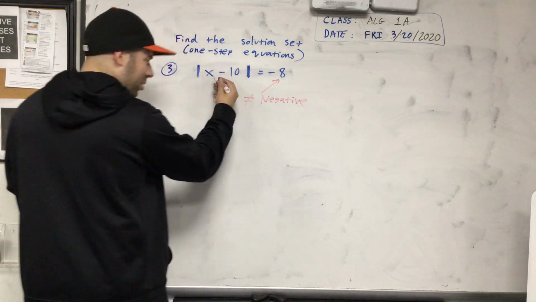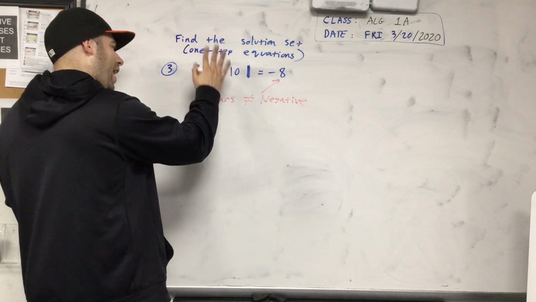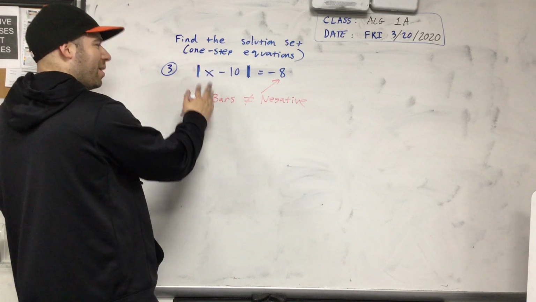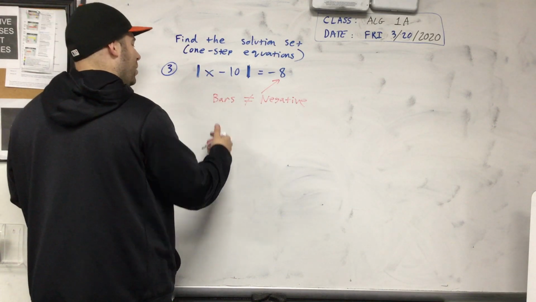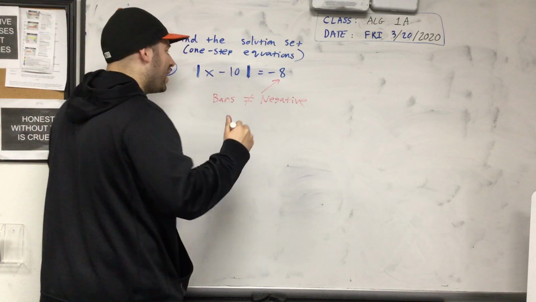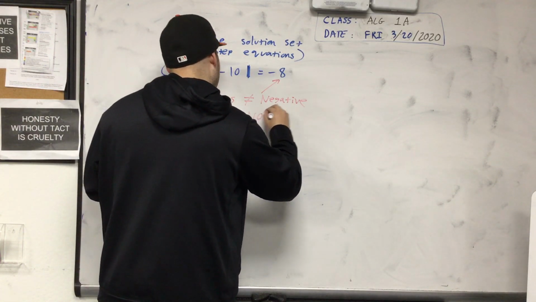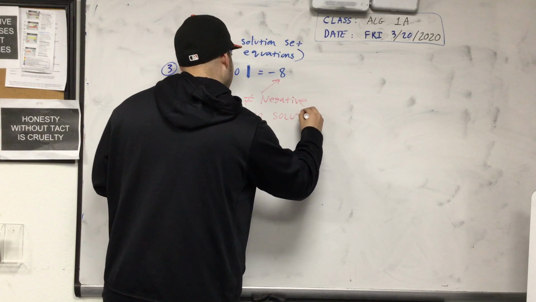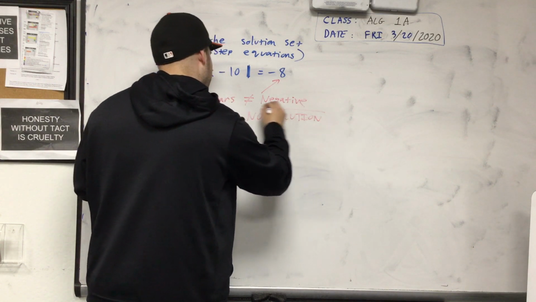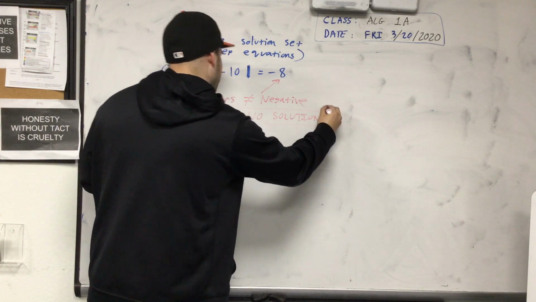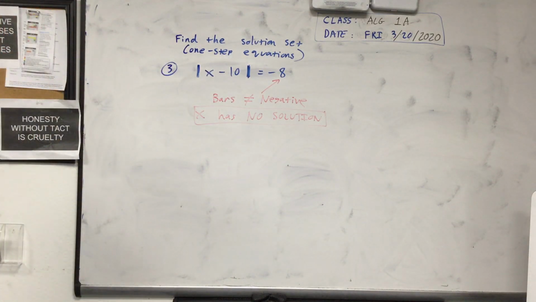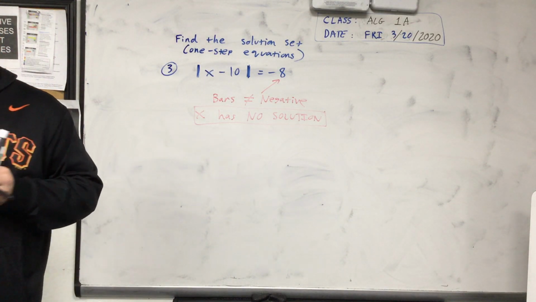So even though there's x minus 10 in here, the fact of the matter is I don't care because the bars can't equal negative. There's no such thing as negative distance. X has no solution. The solution to problem number 3 is that there is no solution.